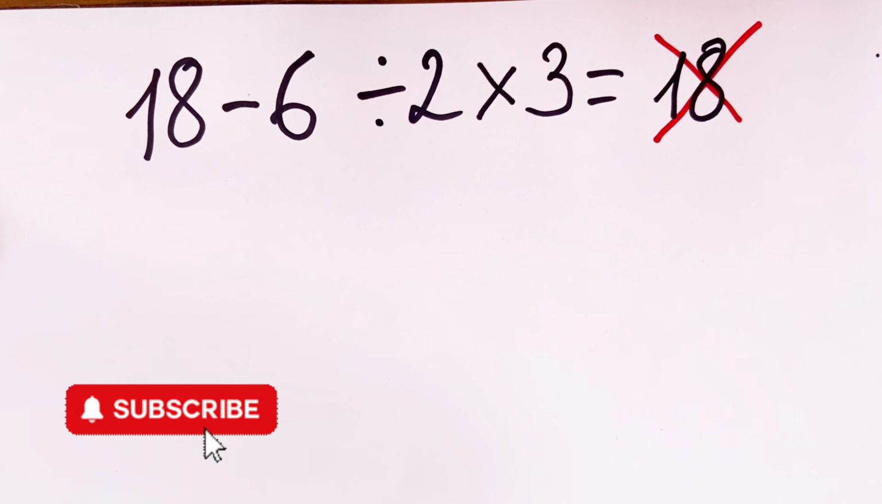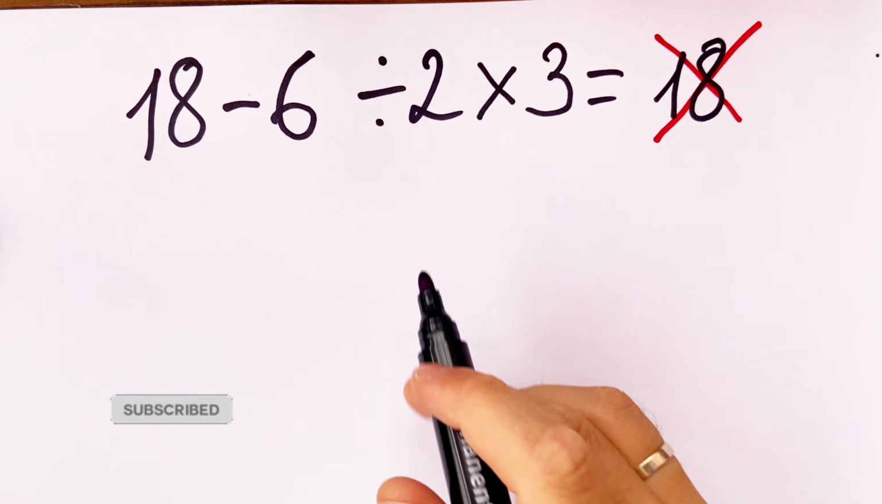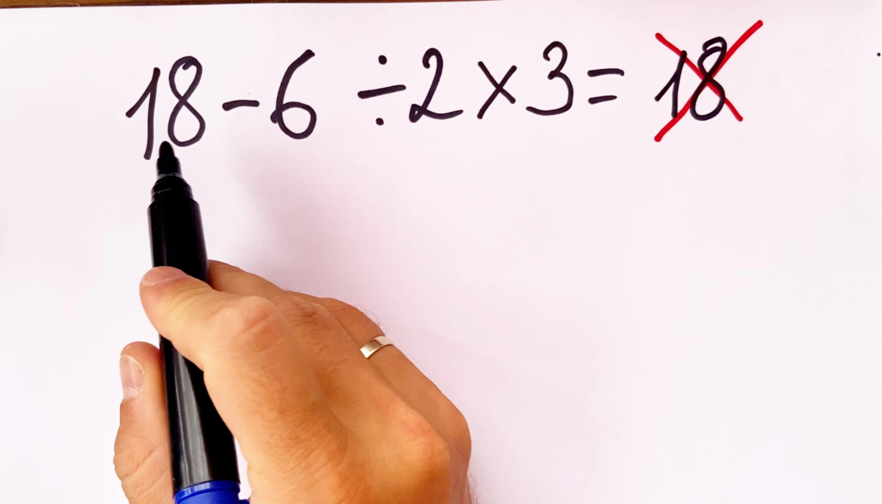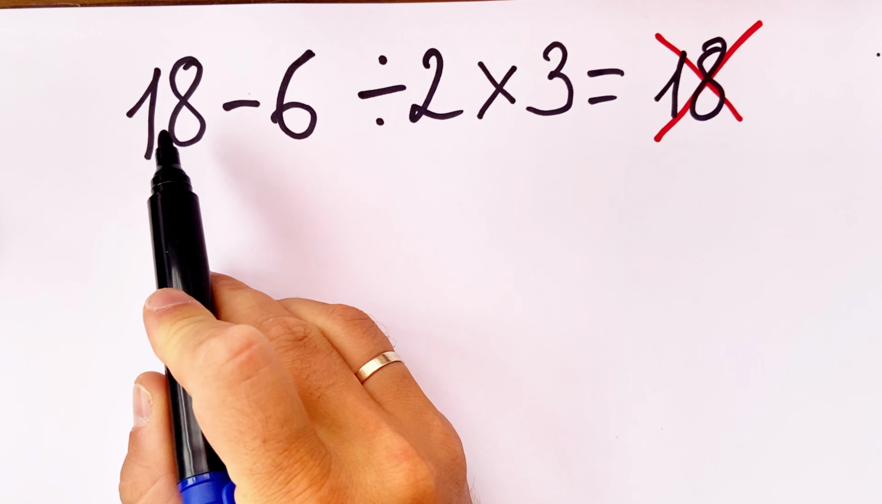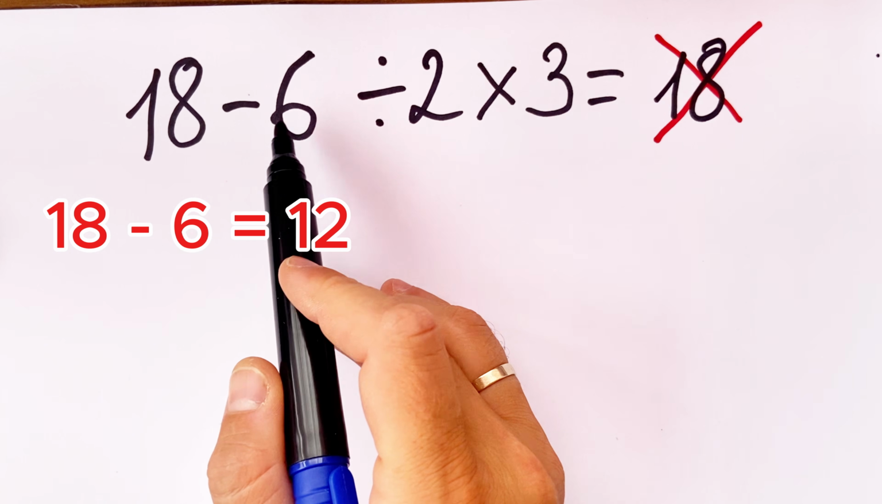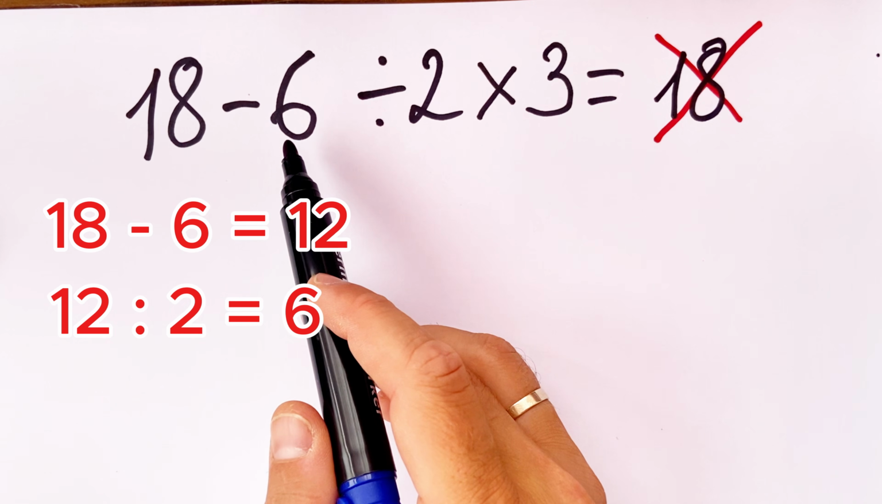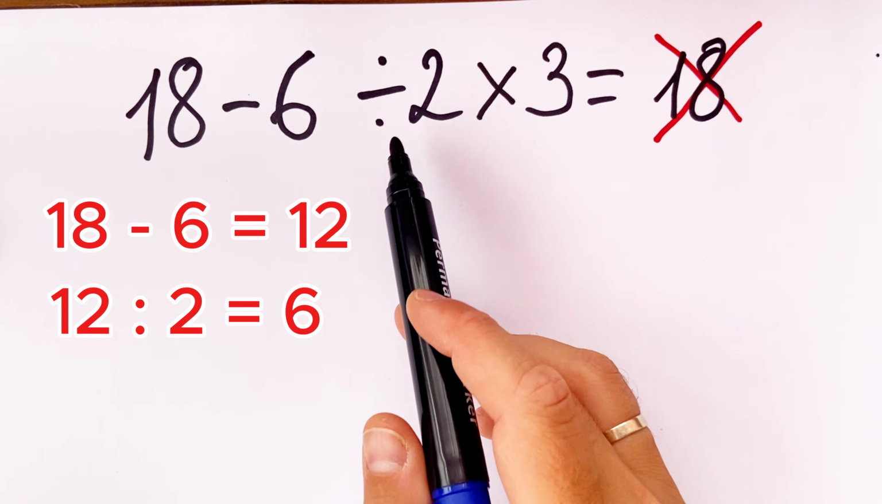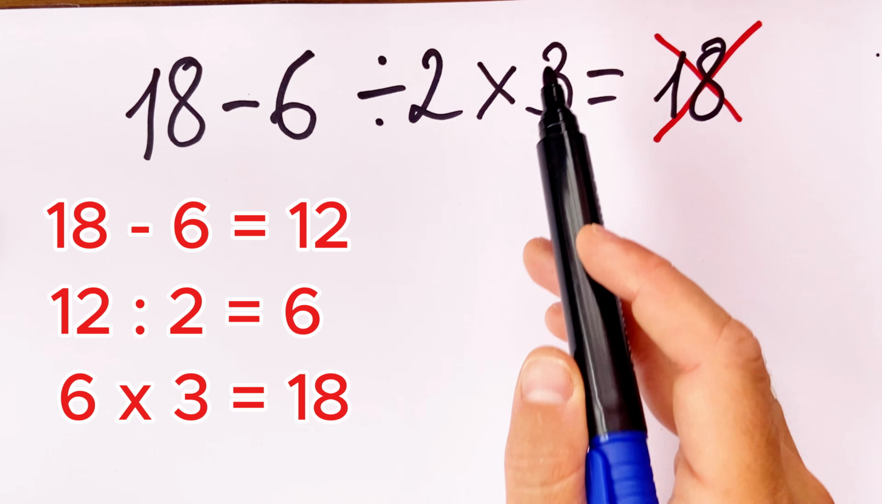Here's how most people solve this incorrectly. They work from left to right, treating all operations as equal. They see 18 minus 6, so they calculate 18 minus 6 equals 12. Then they continue left to right. 12 divided by 2 equals 6. Finally, 6 times 3 equals 18.